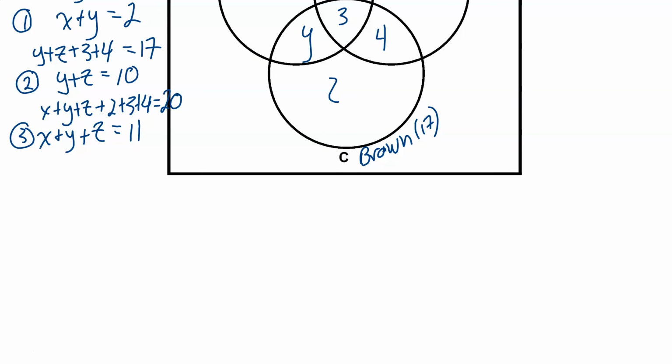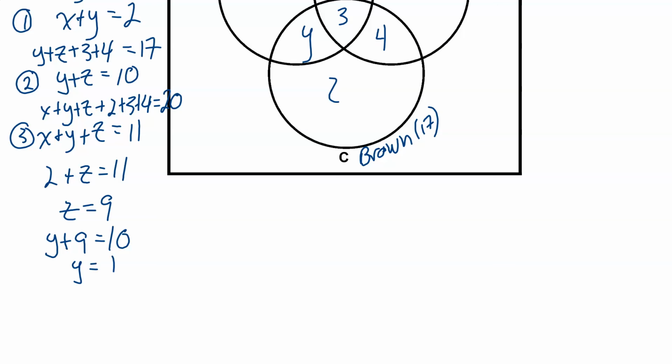The first thing I want to do is take my x plus y equals 2, and I can sub that into equation number 3, where I have 3 variables. The x plus y will get replaced by the number 2. So 2 plus z is equal to 11, therefore z is equal to 9. Once I've got z, I can substitute it into y plus z equals 10. So I've got y plus 9 is equal to 10. Subtracting 9 from both sides, I get y is equal to 1.